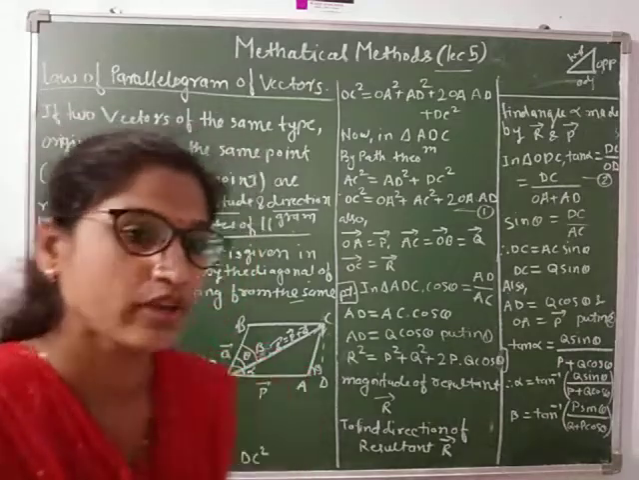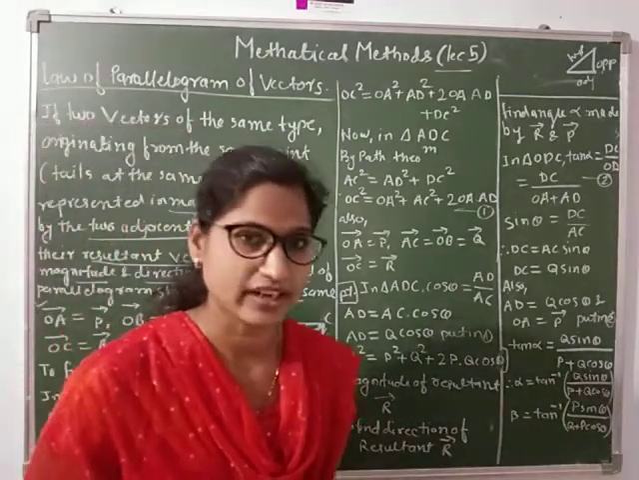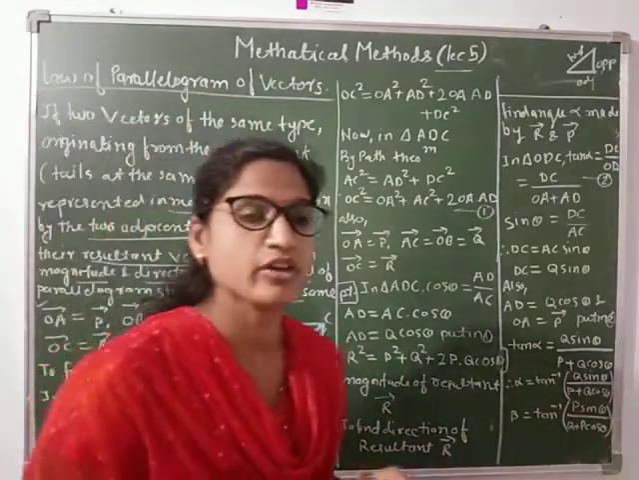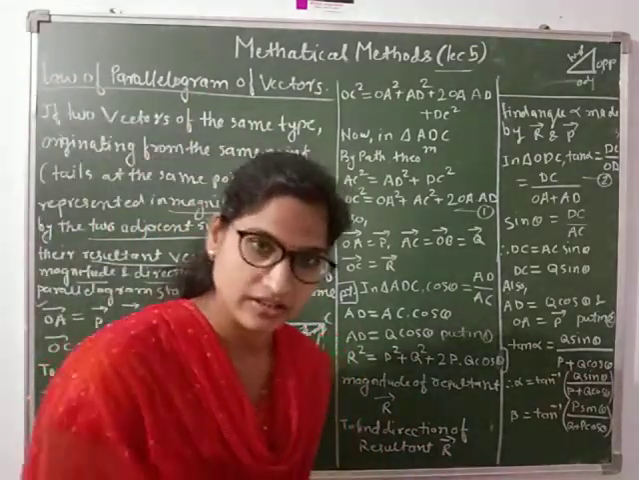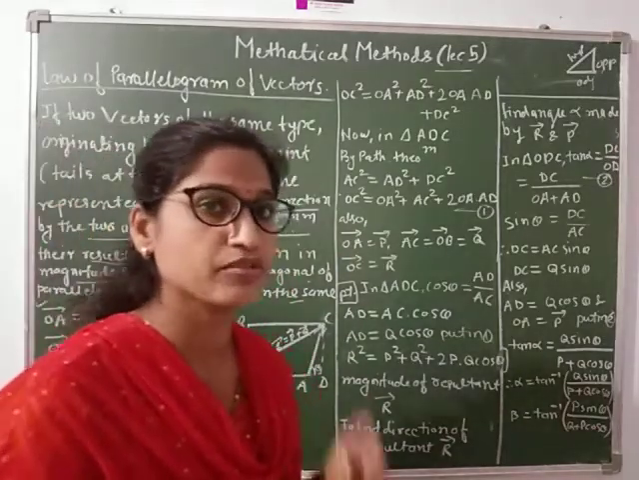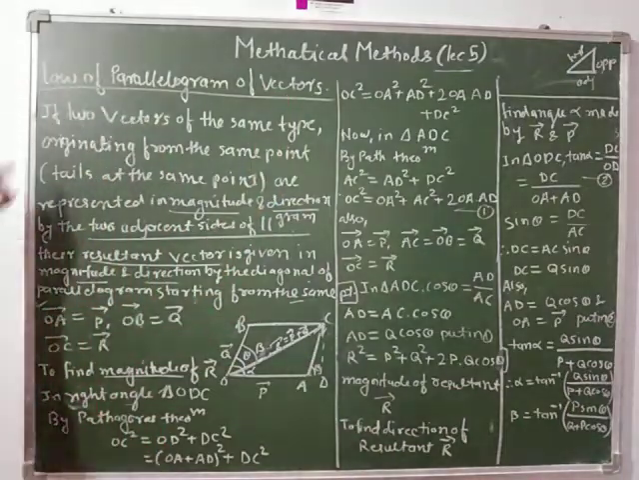In the last lecture we studied the triangle law of vector addition. Now we will see the law of parallelogram. When we have to add two vectors, there is another geometrical method which is called the law of parallelogram. Two vectors can again be added by using the law of parallelogram. So what is that law?